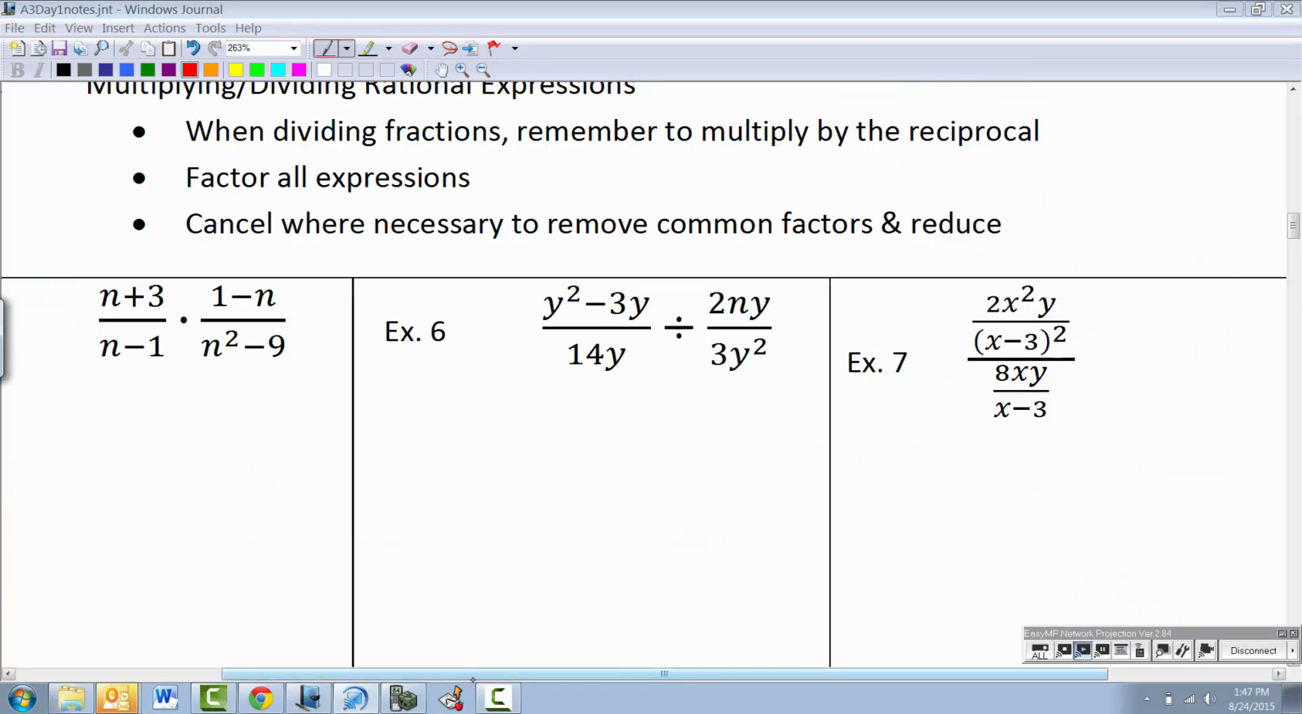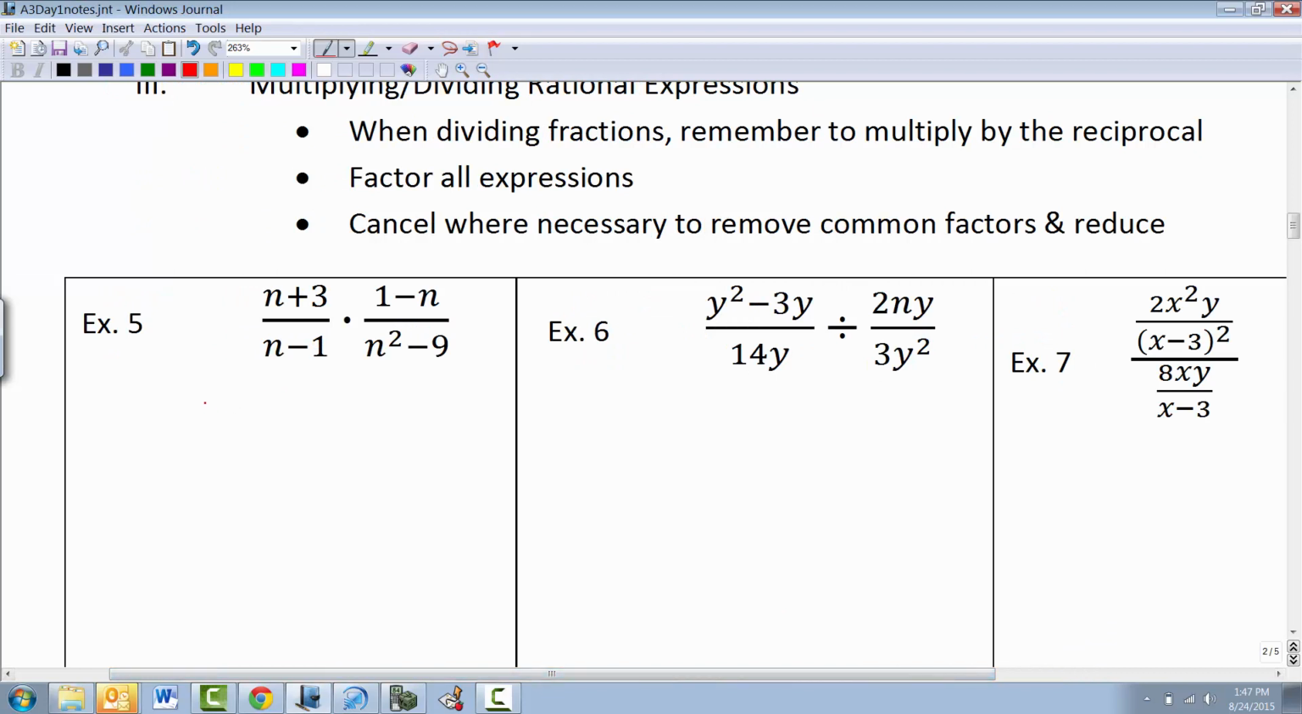So, group number 8 got picked for example 5. Let's not be ridiculous. N plus 3 can't factor. But what you should do is lock it in parentheses and look for another n plus 3 later. N minus 1, not right now. But look at this. These are close. So did you do something about that 1 minus n? What'd you do?